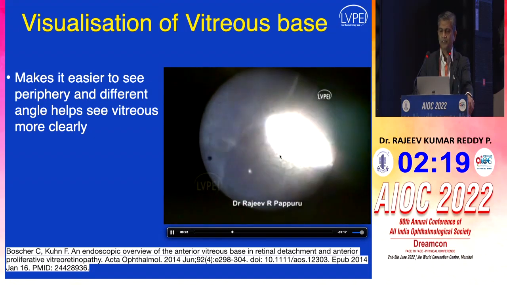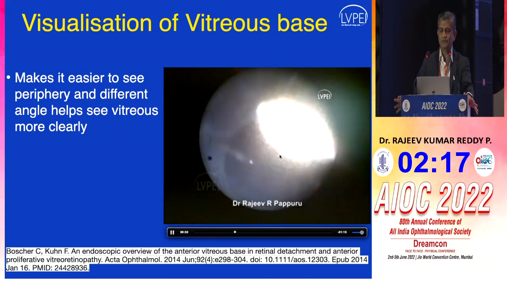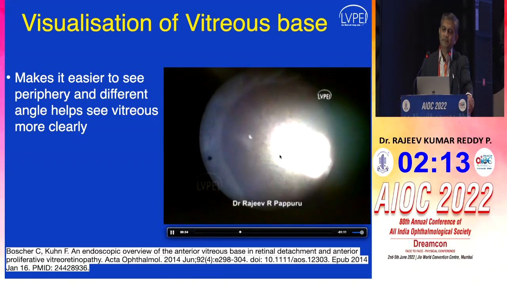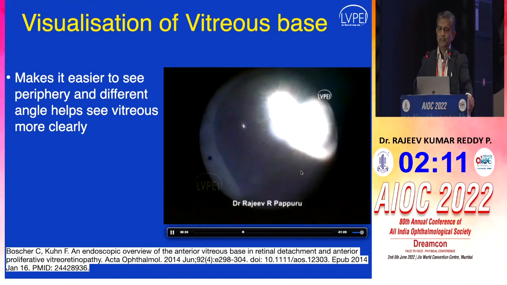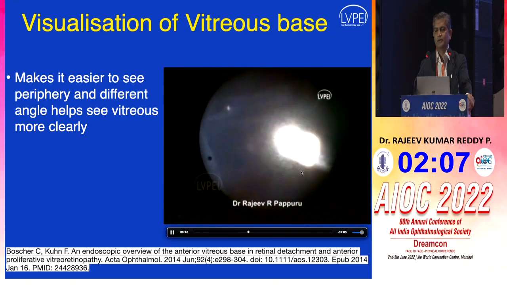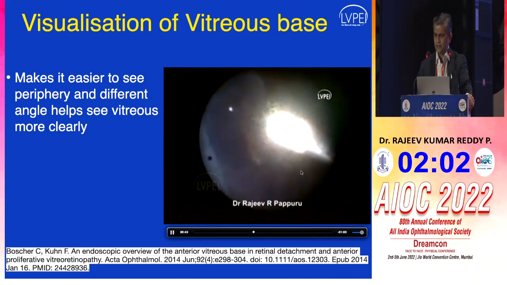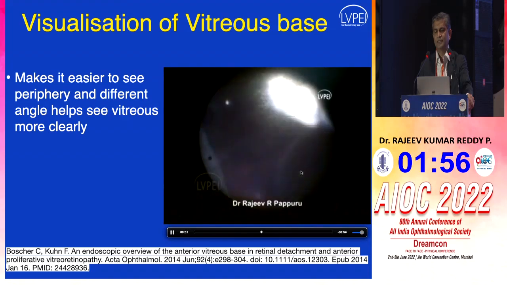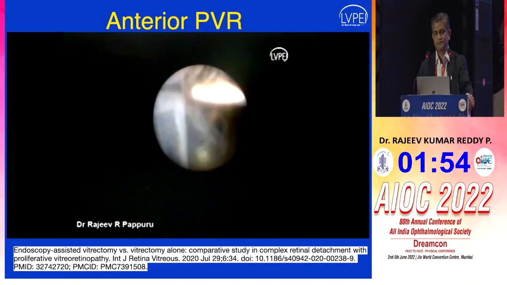It might appear that you are able to see more vitreous, but it's not more vitreous, you are just able to visualize it better. And if we see here, the vitreous base is seen, and you can shave the vitreous base more completely using an endoscopic vitrectomy. So that's the advantage, and this has definitely helped us in improving retinal surgery, even in clear media many times.